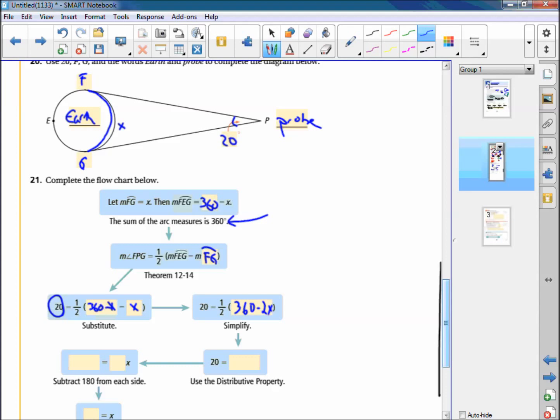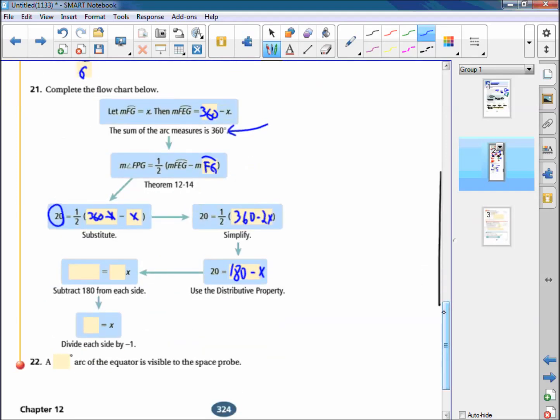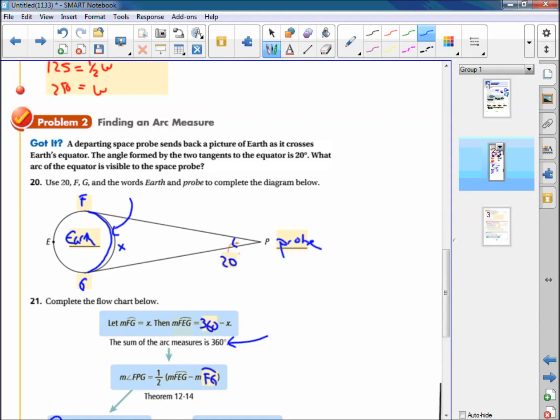Okay, and then we'll distribute the 1/2. This will give us 180 minus x. Subtract 180 from both sides will give us negative 160 equals negative x. And then divide by negative 1 on both sides, and we're going to get 160. So the arc of the part of the equator the probe can see is 160 degrees. So this measure here is 160, and that means over here is 200.